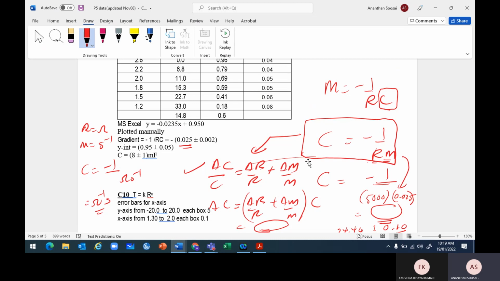Plus or minus 10% of 8, if it's within that range, you will get the accuracy mark. One mark normally goes for accuracy. Out of how many marks? This paper 5 has a total of 30 marks, 2 questions. This is one of the questions, 15 marks. So out of 15, 1 mark goes for accuracy most of the time.